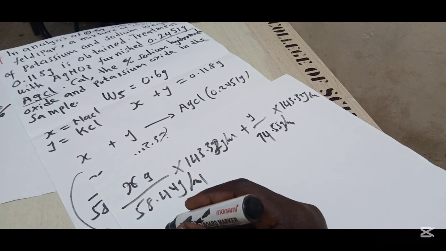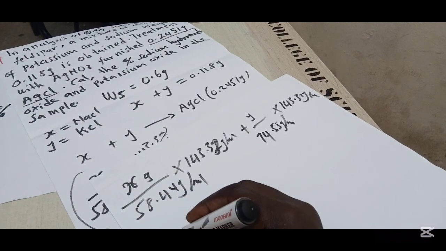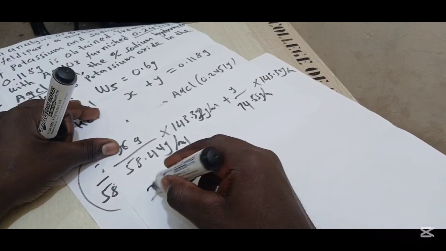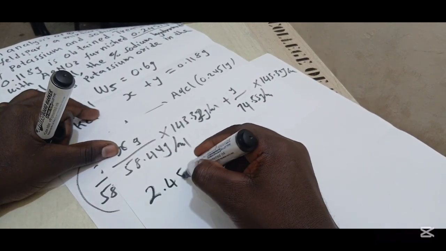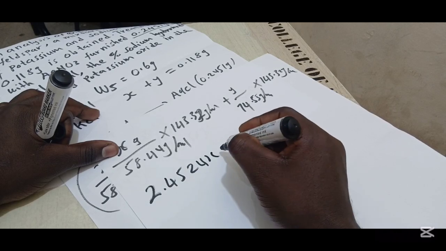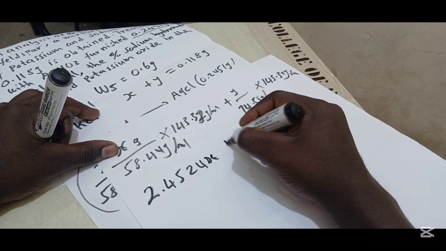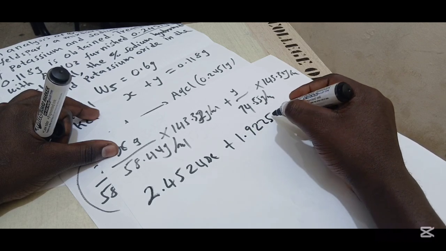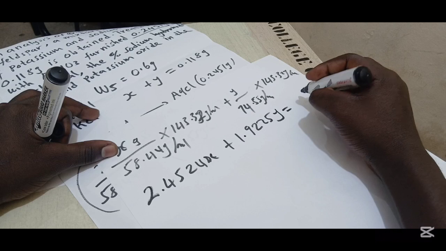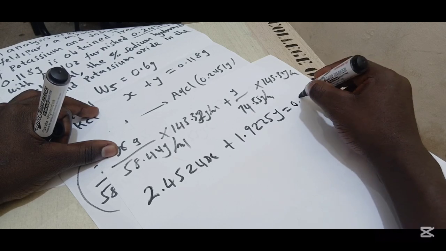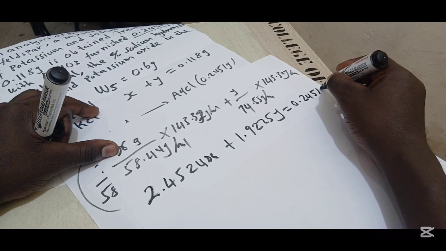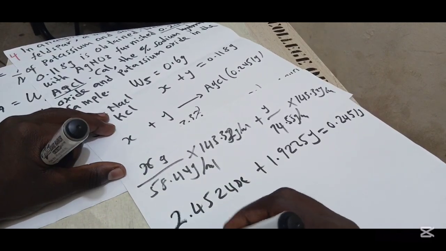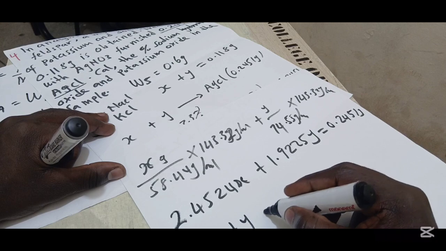So in this case, when we simplify this, we are going to get 2.4524x plus 1.9225y, giving us 0.2451 grams. So this is our second equation, and we already got our first equation to be y plus x, giving us 0.118 grams.